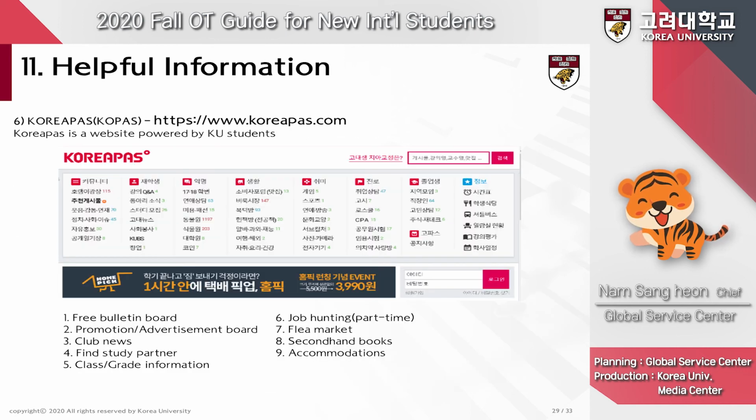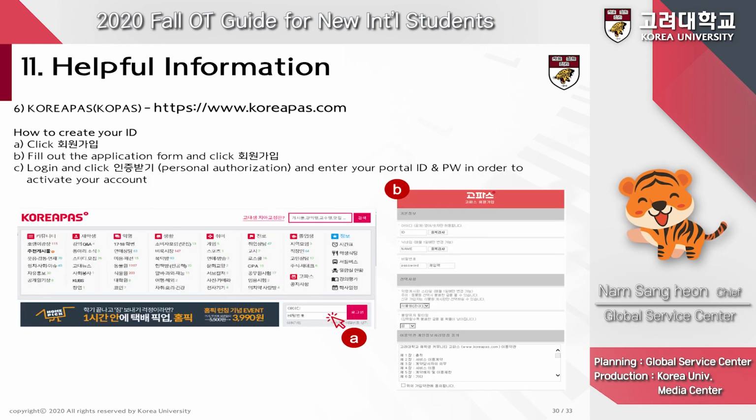Here is yet another helpful tip. This website, called GoPass, is powered by Korea University students. You can only access this website if you are a Korea University student with an official login information. It has a free bulletin board filled with information for Korea University students. You can find study partners on here, look up information on certain courses, look for second-hand books, find accommodations, and more. The following 2 slides will show you how to register on this website. Follow the steps A, B, and C to register and log in.